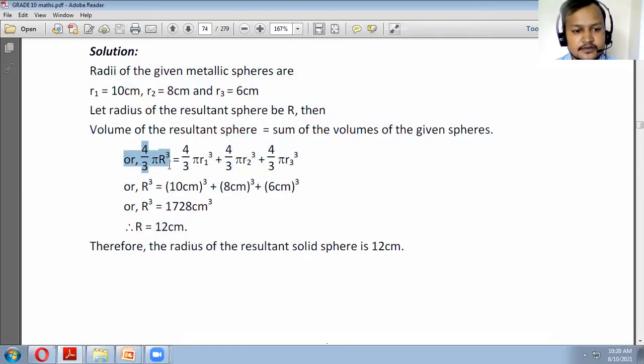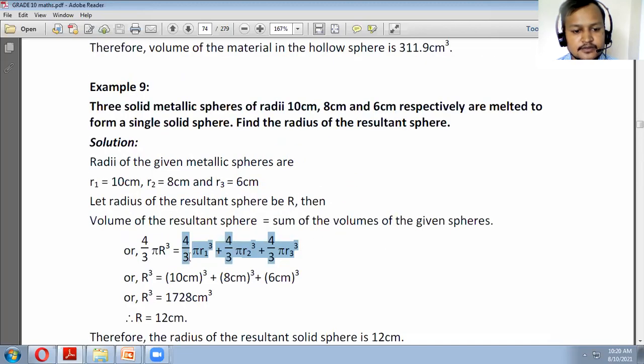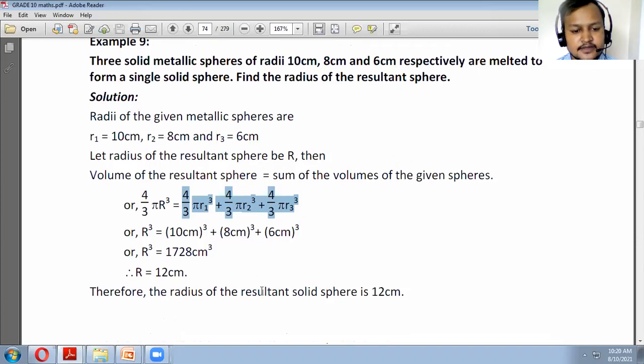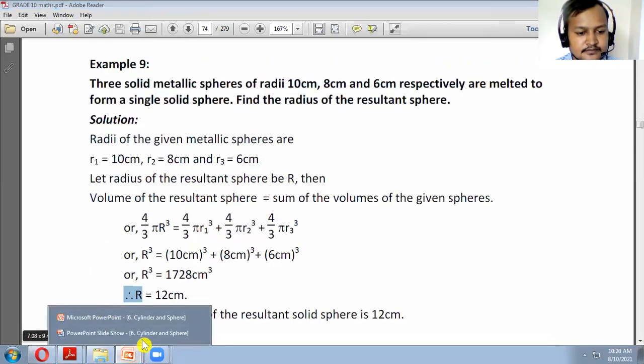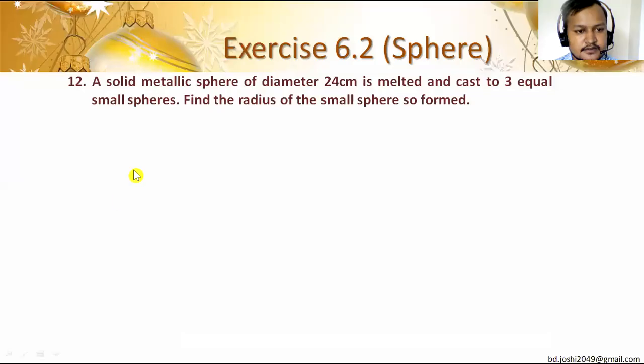The volume of the resultant sphere is 4/3 pi capital R cube, and these are the volumes of the 3 small spheres: 4/3 pi R1 cube, 4/3 pi R2 cube, 4/3 pi R3 cube. From here, we have to find the value of capital R. Okay? Yes, sir. So let's move to the next question.